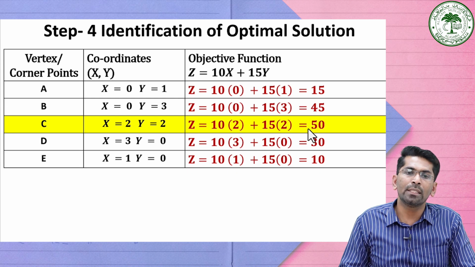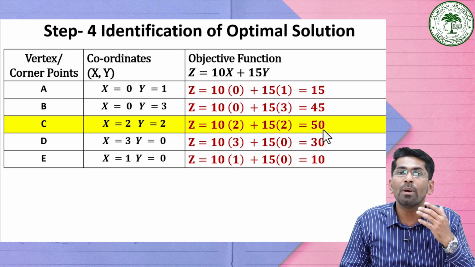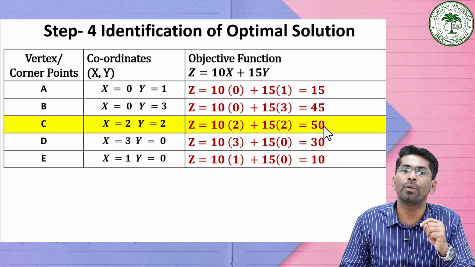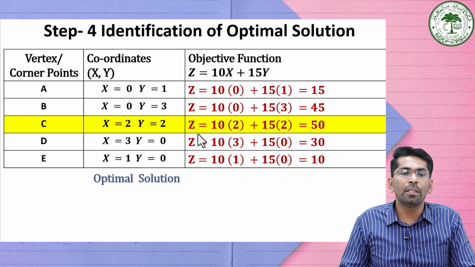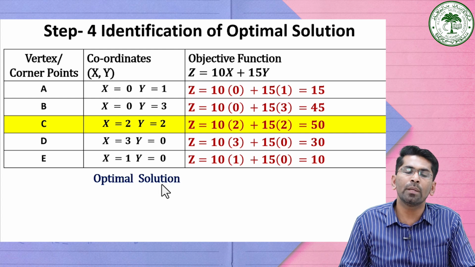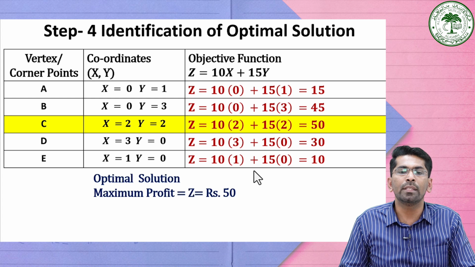So 50 is the maximum value that will provide maximum profit to the company by producing commodity x equal to 2 units and y equal to 2 units. So here our given problem has reached the optimal solution, and the maximum profit z is equal to 50, the maximum value among the various feasible solutions.